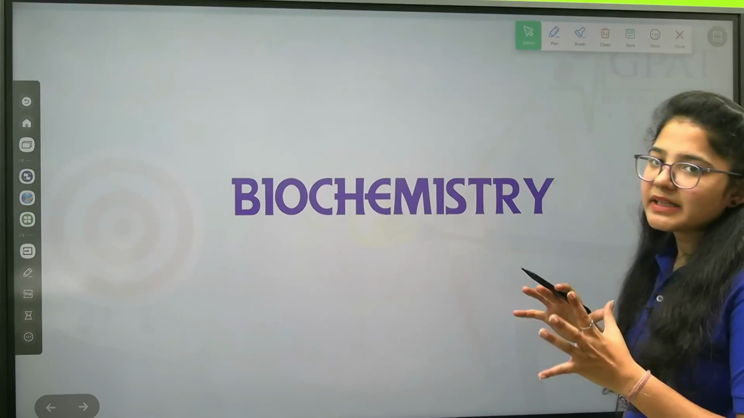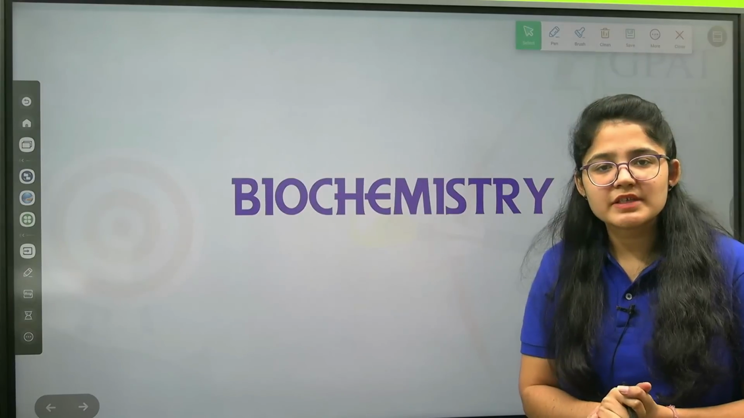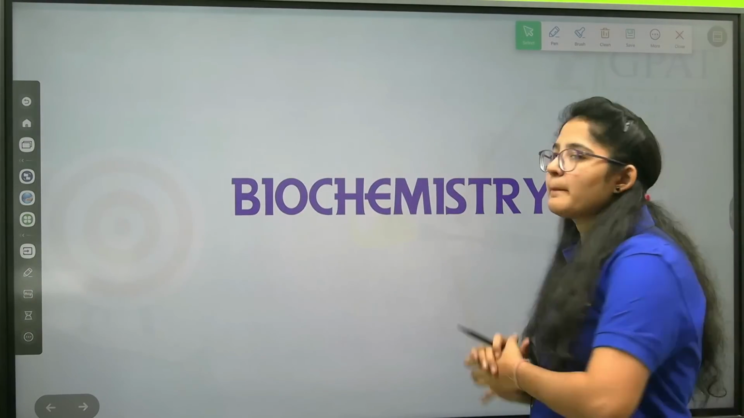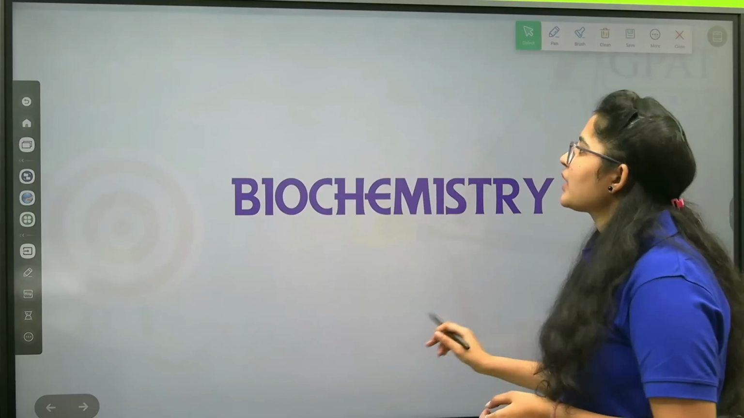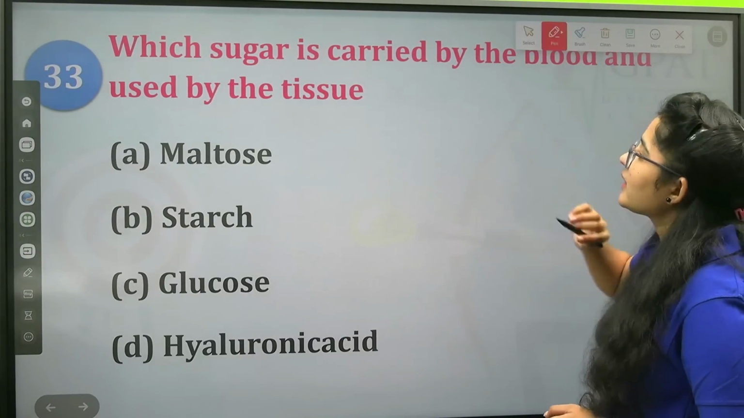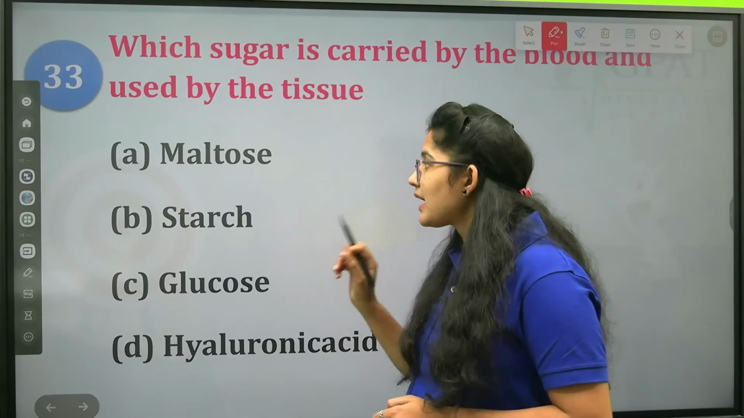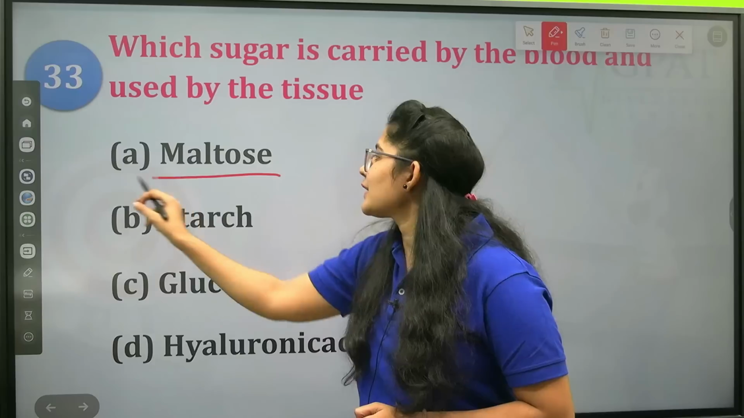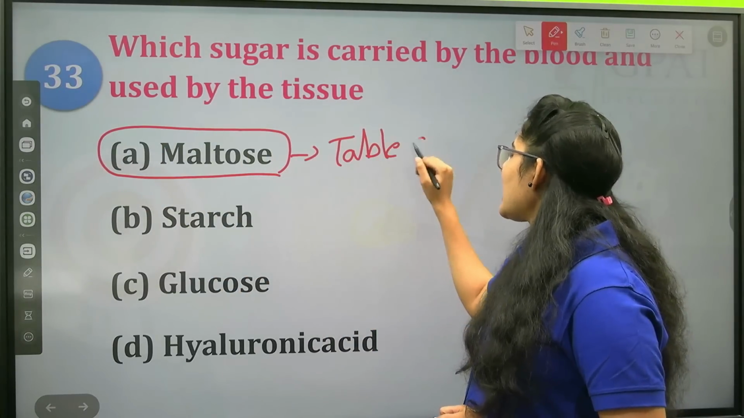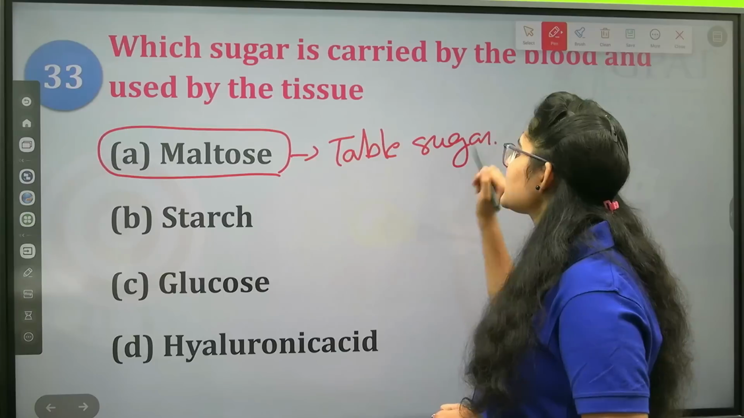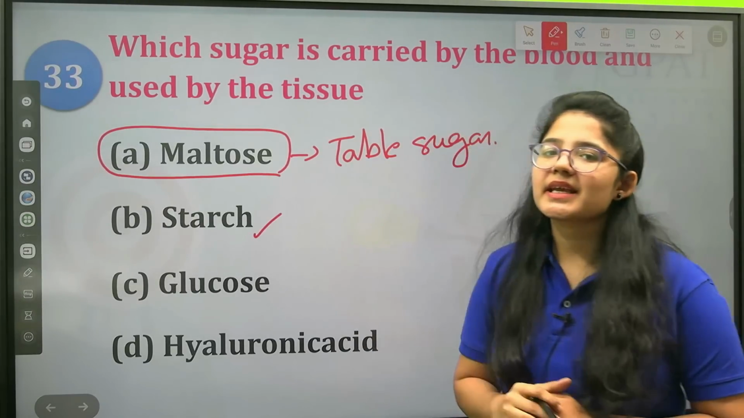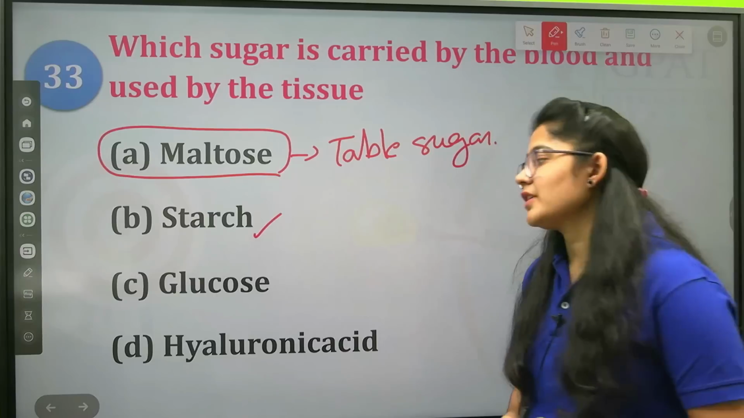Okay, these were the 8 important questions of human anatomy and physiology. Now we have the 8 important questions from our biochemistry subject. Let's start. Which sugar is carried by the blood and used by the tissue? Have you ever heard of maltose? This is also known as table sugar. Have you ever heard that this has any relation with your tissues? No. Starch. This is not used by our tissues.